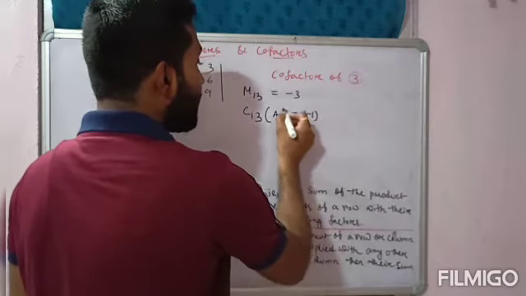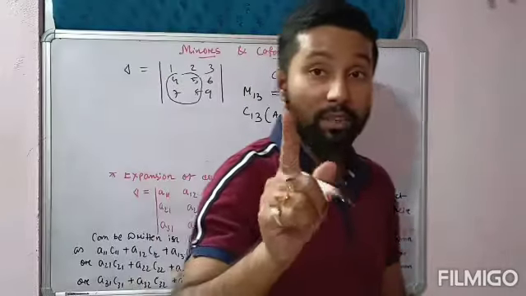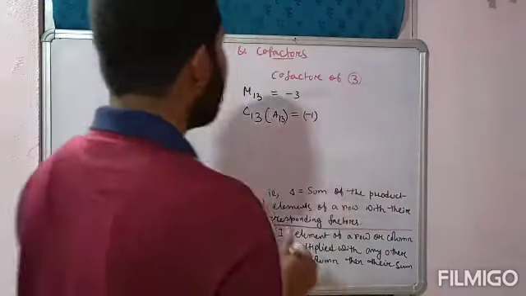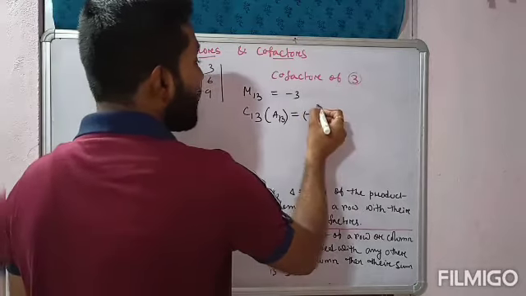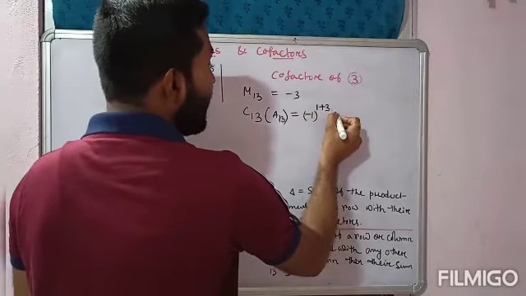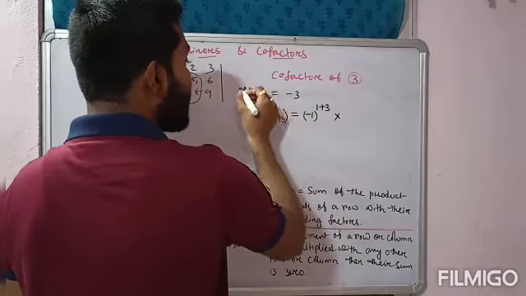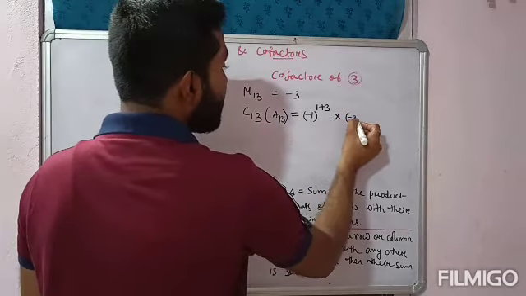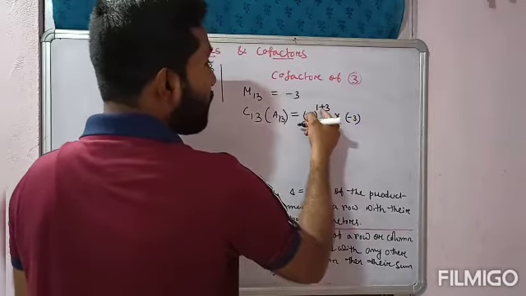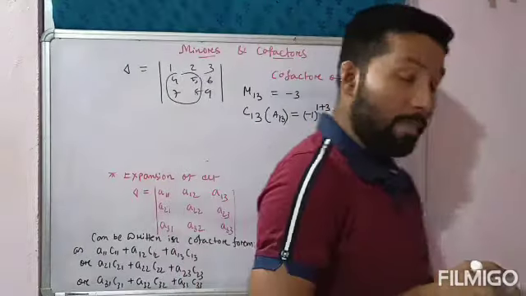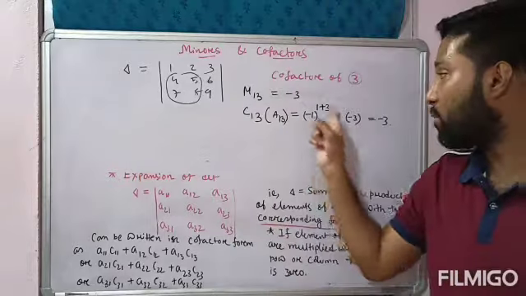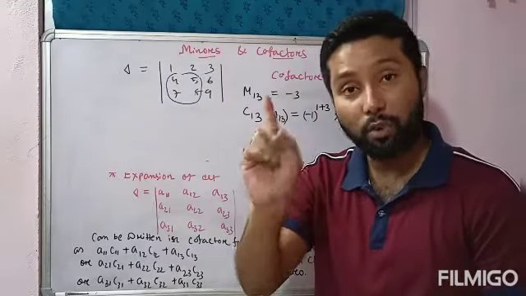(-1) to the power, -1 is a fixed number, (-1) to the power i plus j. What's the value of i? i is 1, j is 3. 1 plus 3 into Mij. What's the value of Mij? Mij is -3. Now (-1) to the power 4 is 1. 1 into -3, this is equal to -3.